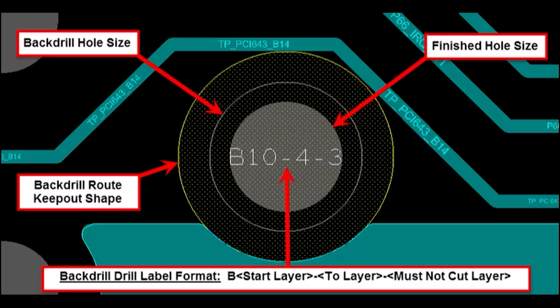When you run the back drill command, it's going to do a couple of things to your PCB design database. It's going to add another back drill, so another hole in your design, which is indicated graphically by the back drill hole size. It's also going to add route keepouts around the back drill to prevent you from adding any traces or shapes too close to where that back drill may happen. The reason you want to have those keepouts is because these drills aren't always 100% accurate. They may wander a little bit, and so you want to have a decent amount of keepout around these drills and back drills so you don't accidentally drill out your traces or your shapes. You're then also going to get a back drill label showing you the start layer to the end layer and also the must not cut layer.